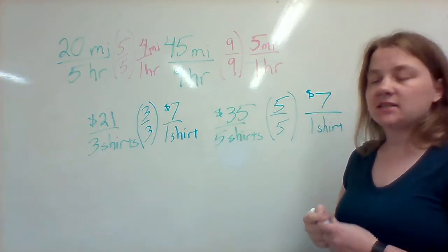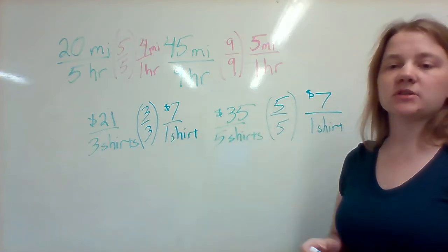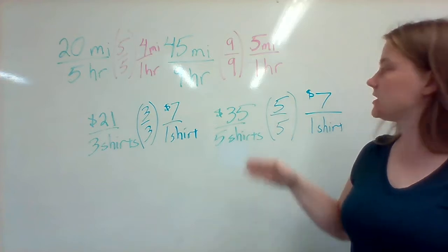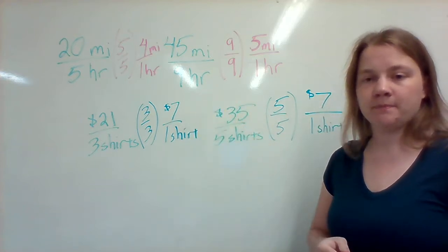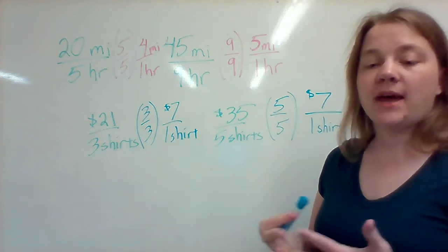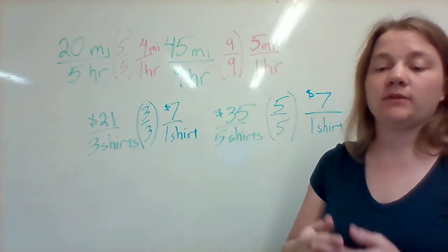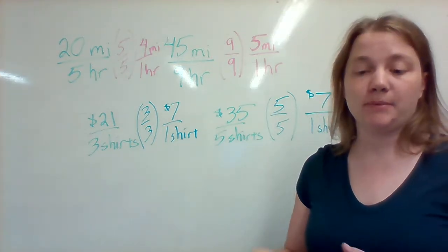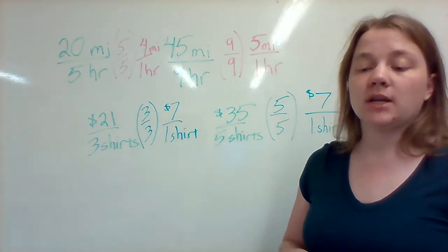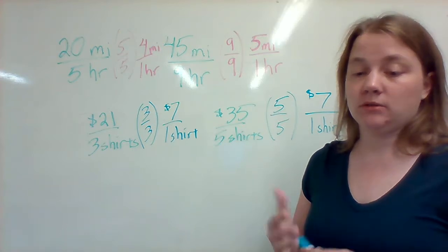So you can see that it doesn't matter which of these 2 deals you take, you're still paying the same amount of money. You're still paying $7 for 1 shirt. Okay, so that was how to identify equivalent ratios with unit rates. Going into the 5-minute mark, we're going to look at using equivalent ratios.